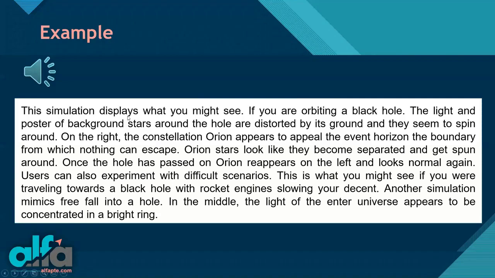This simulation shows what you might see if you were orbiting a black hole. The light and position of background stars around the hole are distorted by its gravity, and they seem to spin around. On the right, the constellation Orion appears to approach the event horizon, the boundary from which nothing can escape. Orion's stars look like they become separated and get spun around. Once the hole has passed by, Orion reappears on the left and looks normal again.